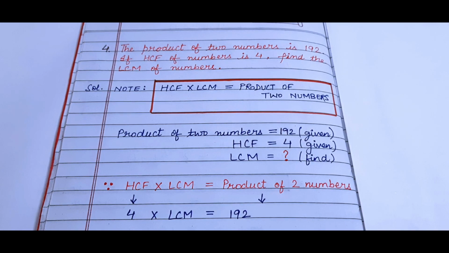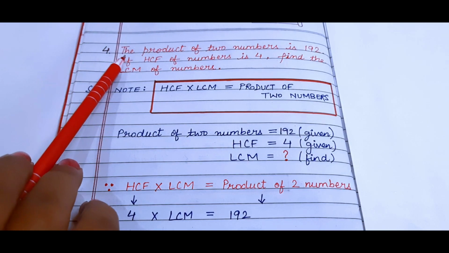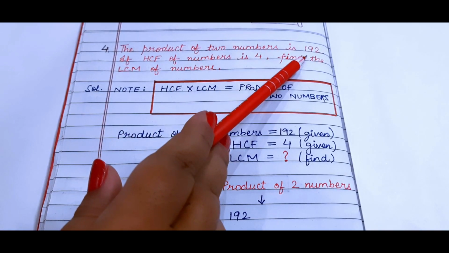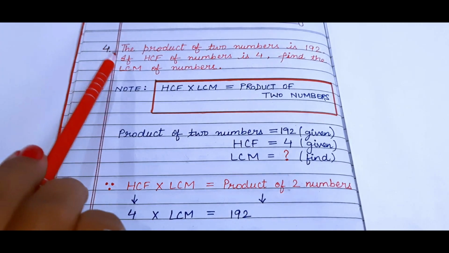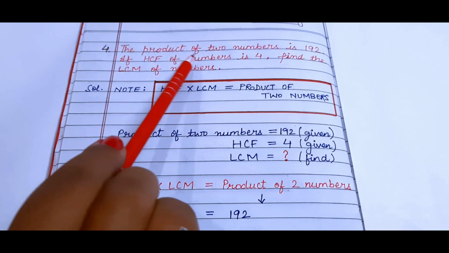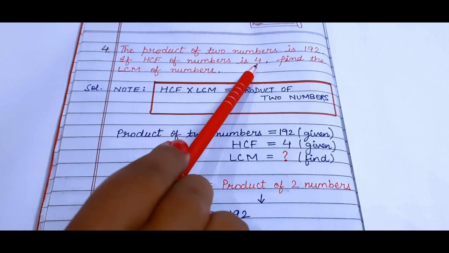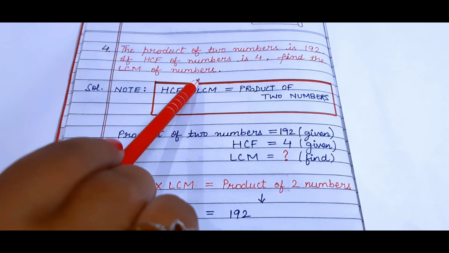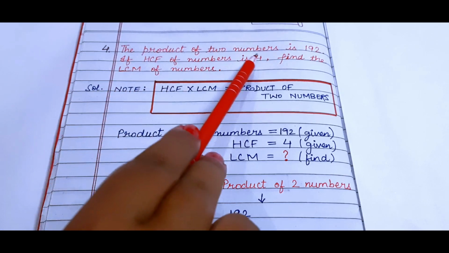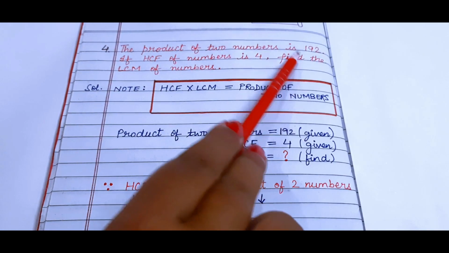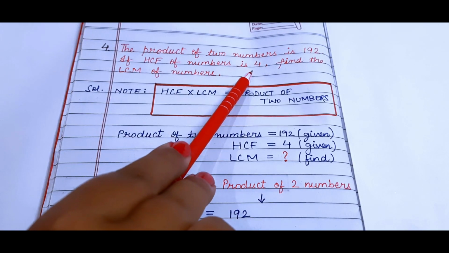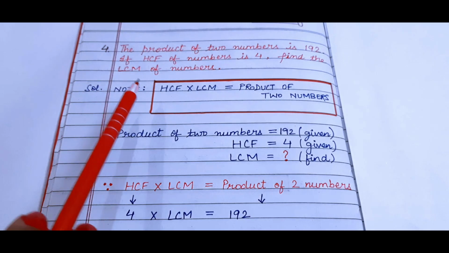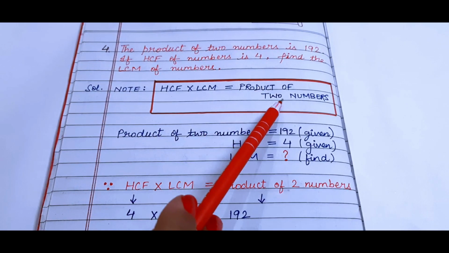Now the next question is: the product of two numbers is 192. If the HCF of the numbers is 4, find the LCM of the numbers. In this question, what is given? The product of two numbers is given as 192 and HCF is given as 4. And what we have to find? LCM. Again, HCF into LCM is equal to the product of two numbers.